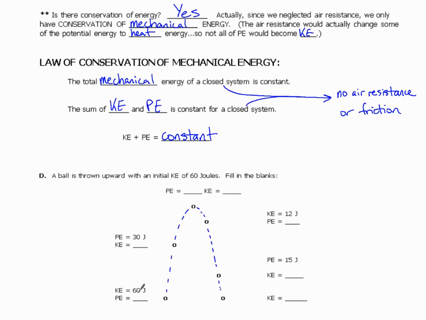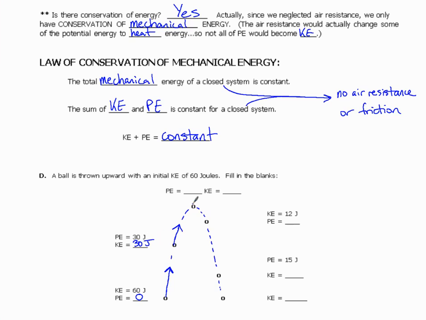So the initial kinetic energy is 60 joules, and this is when you're throwing it from essentially ground level. The potential energy is 0. As it gets halfway up, when the potential energy is 30 joules, remember potential energy and kinetic energy, the sum is constant. We started with 60. Here we have 30 joules of potential energy, 30 joules of kinetic energy.